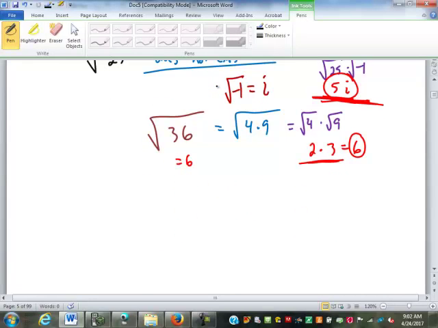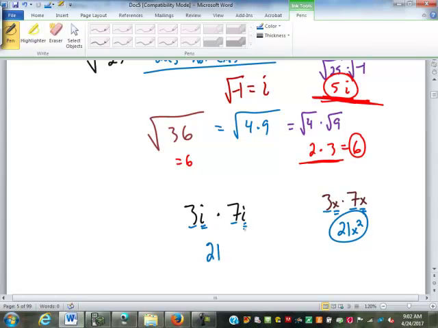Well, it's weird because sometimes you can. Like if I have 3i times 7i, just like if I have 3x times 7x, I do 3 times 7 is 21. x times x is x squared. Do the same thing here. 3 times 7 is 21. i times i is i squared, or negative 1. Remember, i is the square root of negative 1, so you square it, you get negative 1. So that's negative 21. So the i's disappeared there.